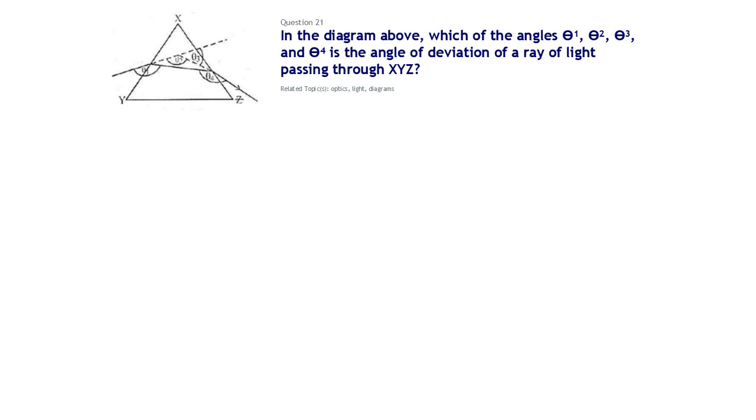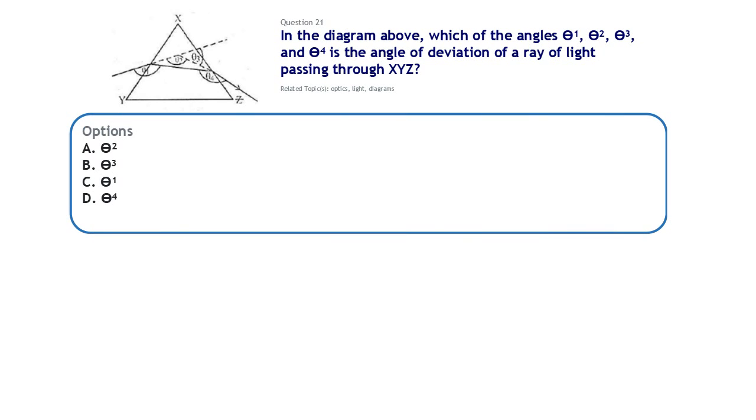The first question here is on optics. In the diagram above, which of the angles theta 1, theta 2, theta 3 and theta 4 is the angle of deviation of a ray of light passing through x, y, z?